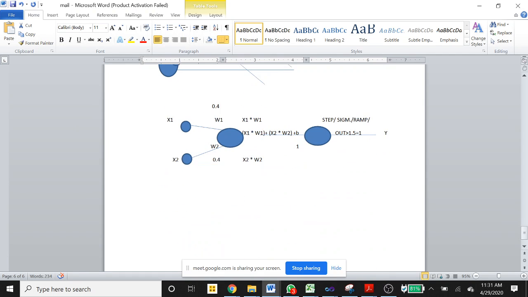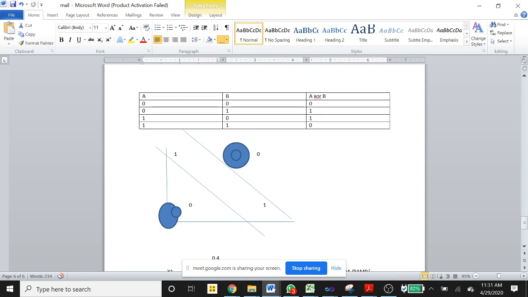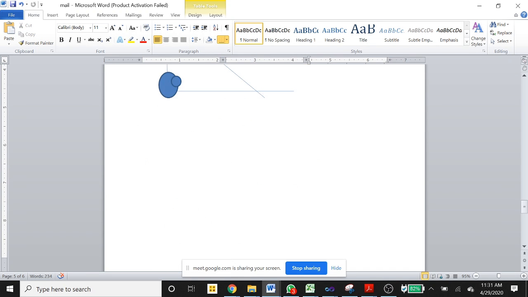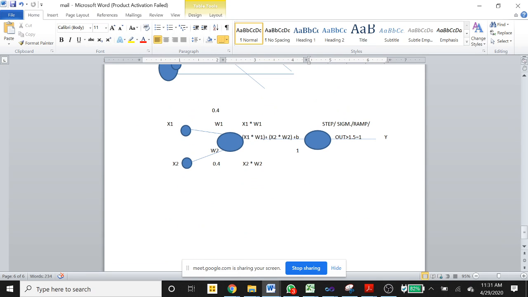have to test. If the values are 1 and 1, then the scalar multiplication will be 0.4, 0.4, the summation will be 0.4, 0.4 and 1, that means 1.8, and then 1.8 is greater than 1.5, that means the output is 1, and that satisfies the operation. So this is one example of a linear separable problem.